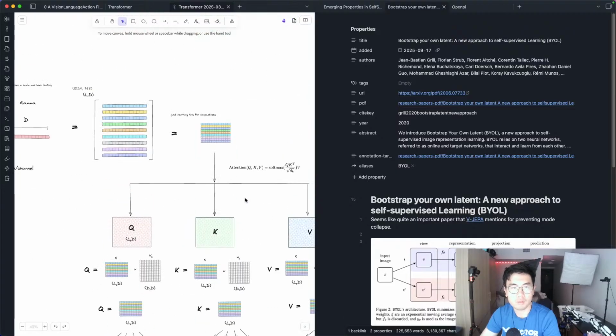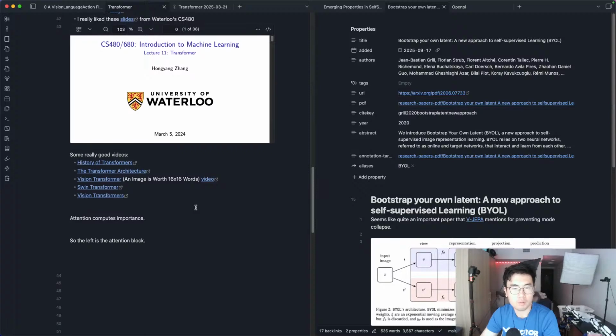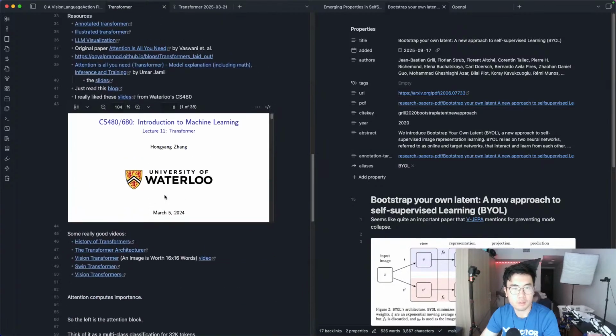QKT divided by square root of... wait, where's the attention?